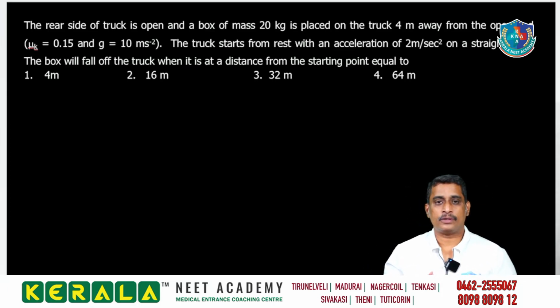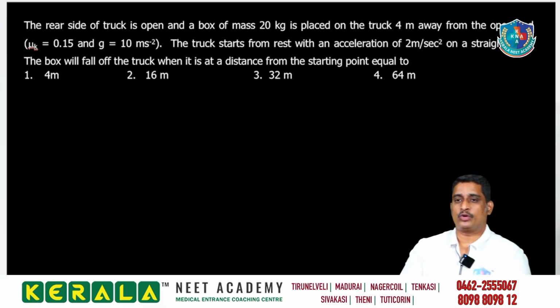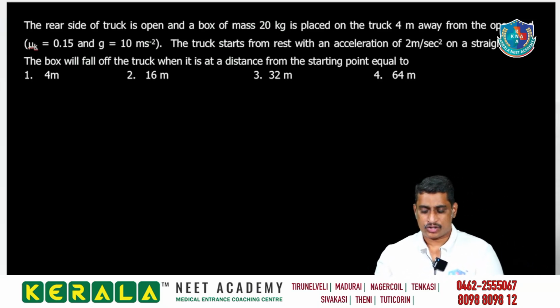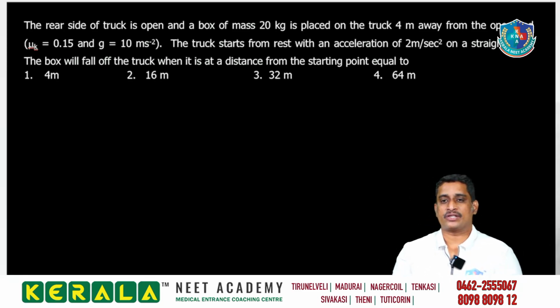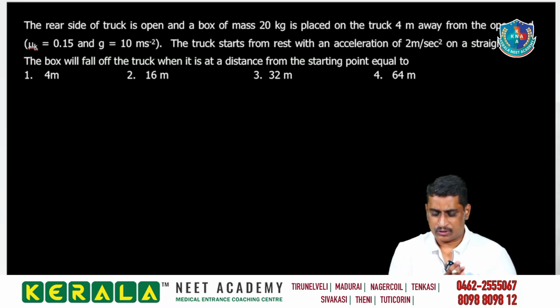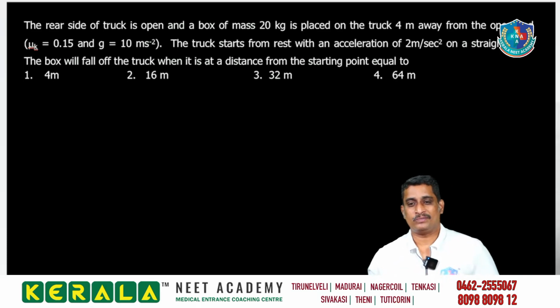The rear side of the truck is open and a box of mass 20 kg is placed on the truck 4 meters away from the open end. Mu k value they have given, g is equal to 10 meter per second square they have given. The truck starts from rest with an acceleration of 2 meter per second square on a straight road. The box will fall off the truck when it is at a distance from the starting point equal to.